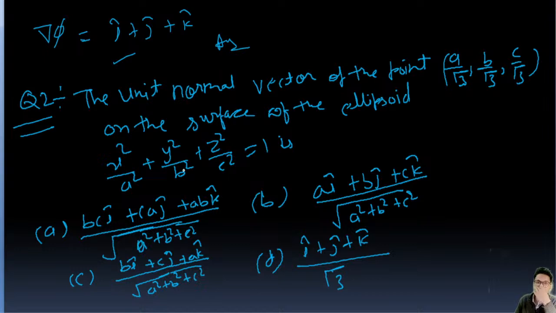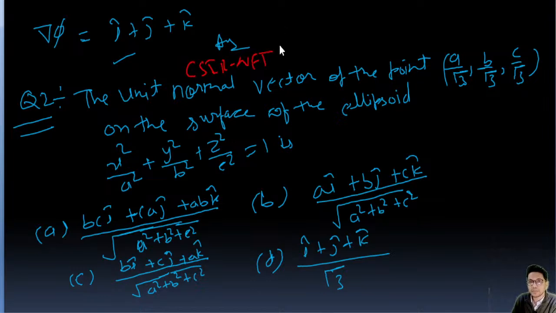Okay, so this is the question, the unit normal vector. This question was asked in CSIR NET December 2012. You need to find the unit normal vector at the point a by root 3, b by root 3 and c by root 3 on the surface of the ellipsoid. So the ellipsoid surface is given.